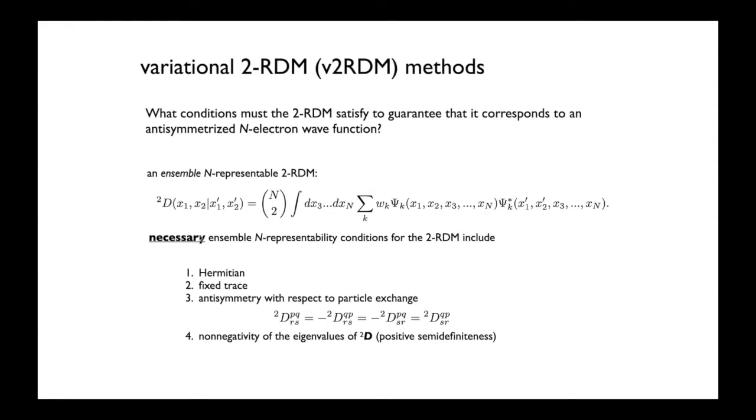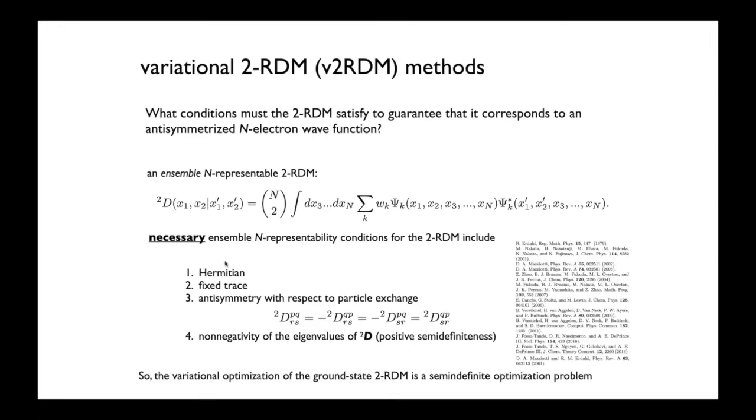Some of these conditions are trivial, like the matrix has to be Hermitian, and it has to have a fixed trace that fixes the number of pairs of particles. We're dealing with fermions, so it should be antisymmetric with respect to particle exchange. And then the least trivial to impose in practice is the non-negativity of the eigenvalues of this RDM. Remember, this thing should map onto a probability density, and probabilities should be non-negative. And in matrix language, this reduced density matrix should be positive semi-definite.